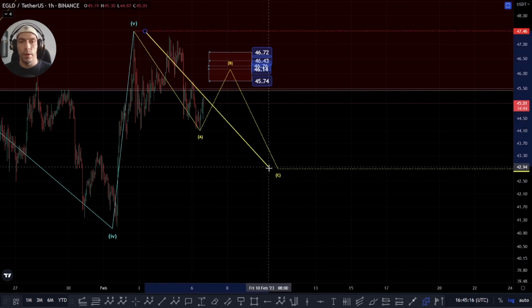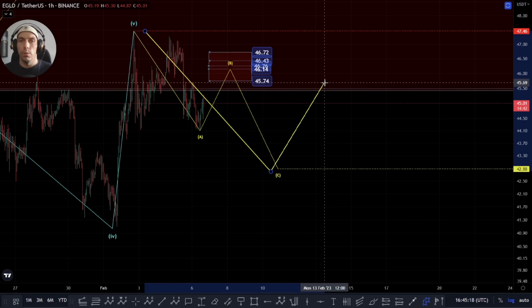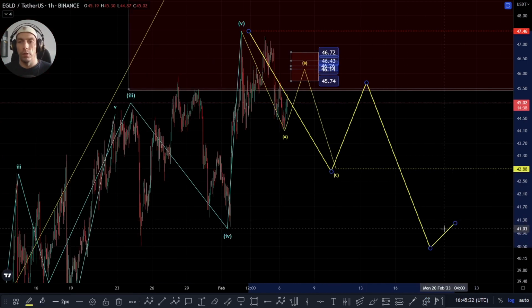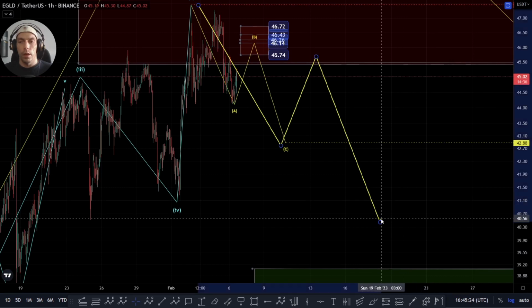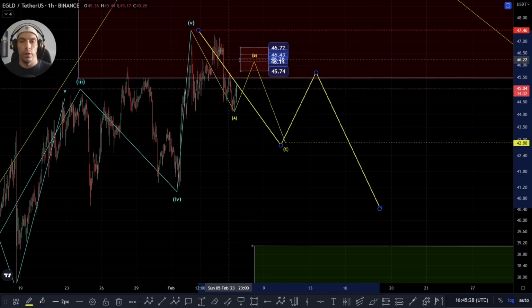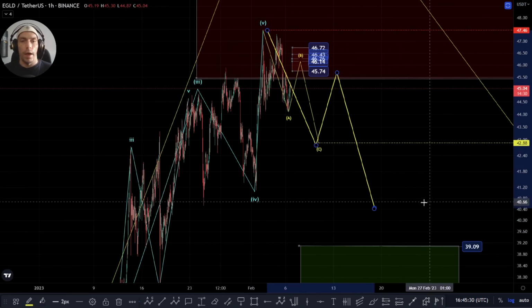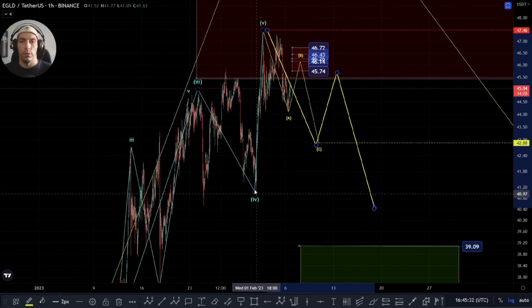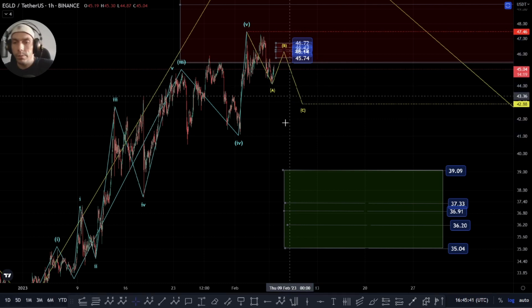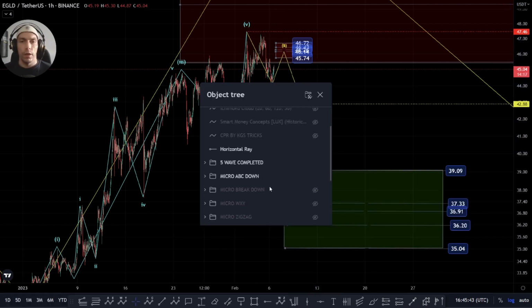Alternatively, what we might find is we come down into this zone, we move back up, test some of these areas, and then actually look to progress to the downside in a corrective structure. So this would then be an A, a B, and a C, potentially, or a W, X, and a Y. And then we could potentially come down here and actually retest some of these lower ranges. Ideally, I'd be still looking for this deeper retracement here, so we'll have to monitor this and see how it plays out exactly. Okay, so that's looking at it as a 5-wave move.